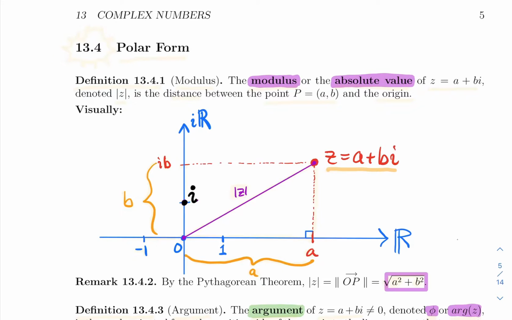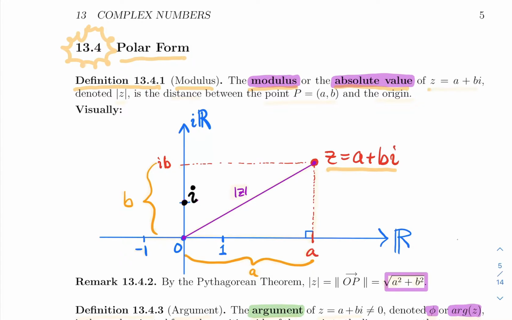But to get there, we need to talk about complex numbers using a different point of view, and that's the polar form of a complex number. So this is what this section is going to be all about, how to write a complex number in polar form. So to get there, we need two definitions.